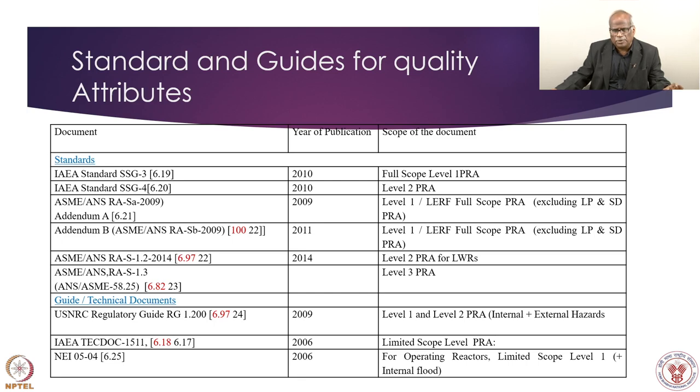Now, the other documents have been listed here. This is basically for the sake of completion of this subject, that is quality attributes of PRA or organizational aspects of PRA. So, we have two or three major sources here. One is the International Atomic Energy Agency, which is the main source of documents. Then we have the American Society of Mechanical Engineers, the American Nuclear Society, the US NRC guides, and the Nuclear Energy Agency. These are the four-five contributors, and the scope of the documents is given on this side. So these are the list of documents and the year of publication, and then their scope, level 1, level 2, level 3, or limited scope. So this is a sort of ready reckoner if somebody wants to take up this project. So all the details are here.